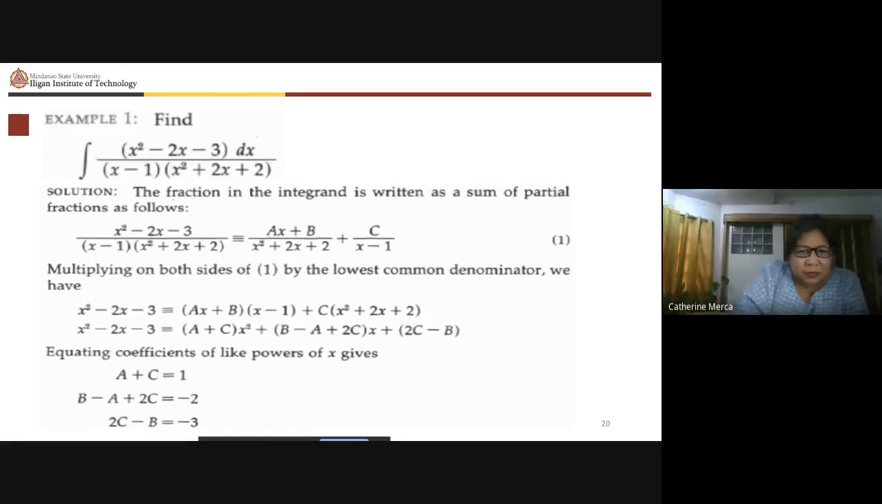Okay? So this one, you have a quadratic factor x squared plus 2x plus 2 because you cannot actually factor this out anymore. Unlike katong x squared minus 4 na ma-factor pa into linear factors. Kaya dili na siya ma-factor as linear factors. So you take it as x squared plus 2x plus 2. And you can make use of this ax plus b. Or there is a shorter way that is you take the derivative of your denominator and then put it on top here. So that's the other method. Yun na lang ang gamitin natin na method.